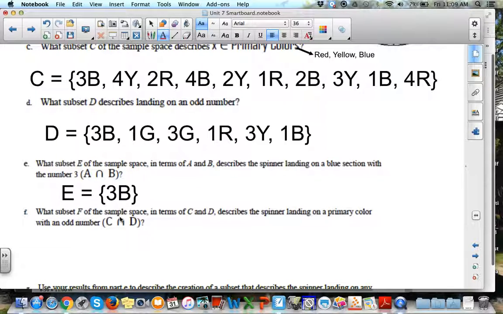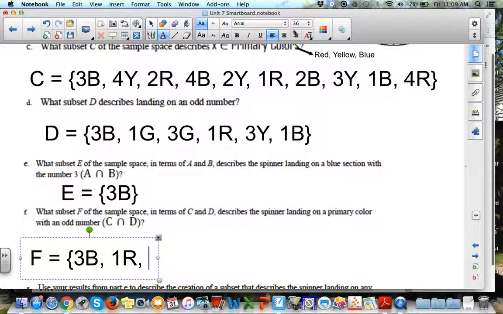Subset F describes the spinner landing on a primary color with an odd number, so where C intersects D. Looking at these two subsets that we've already created, where do they intersect each other? We're going to call that F. And we're just going to go down our list. They both have a 3B, so that's one of their intersections. They don't both have a 4Y. They do not both have a 2R. They do not both have a 4B. They do not both have a 2Y. They do both have a 1R, so that's something they have in common.